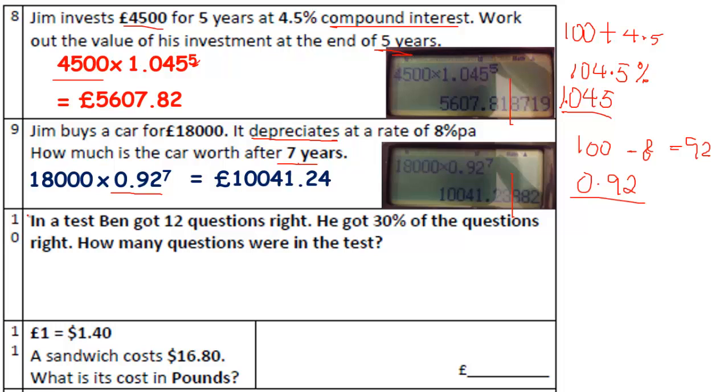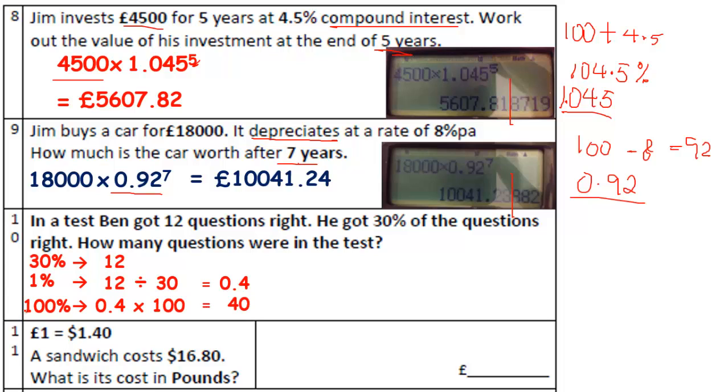Question 10. There's a bit of a twist in this question compared to the last question. In a test, Ben got 12 questions correct. He got 30% of the questions right. So that means 30% is 12 questions. 1% is 12 divided by 30. That's 0.4. So 100% is 0.4 times 100, which is 40 questions. So that means there were 40 questions in the test altogether.